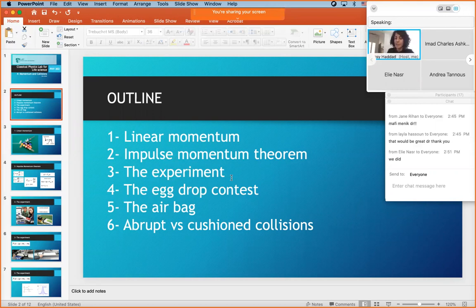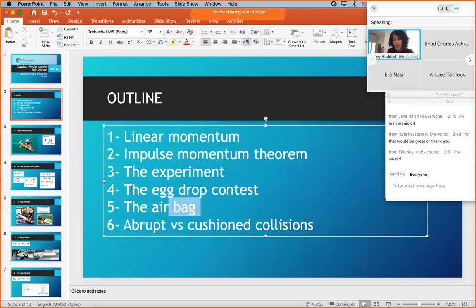I'm going to discuss the experiment. It's not difficult, and the sensors and equipment are basically not new to you, except the force sensor. Then the applications, the airbag and the egg drop contest, because some questions were asked in the lab report about those, and I thought it's a bit confusing for students, so why not discuss them in the live session? And wrap up by discussing abrupt versus cushioned collisions, okay?